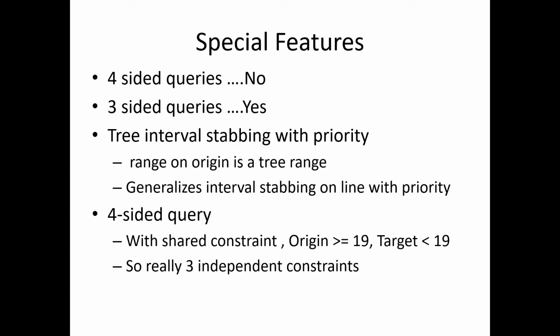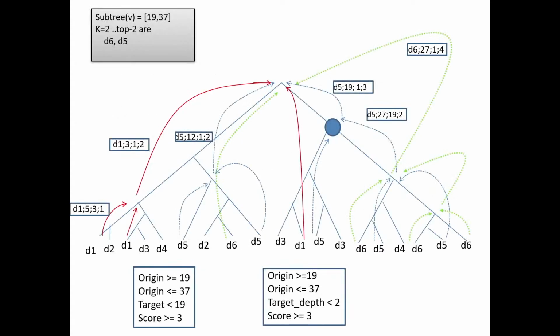So we convert this problem onto interval stabbing with priority. Now if you have linear intervals and you want interval stabbing with priority, that is an okay problem. It's like a 3-constraint problem, and it can be done. But here we are taking these intervals on a tree. So that is how we converted this to this thing. And what we saw earlier is that there are 4 constraints to these queries. But then we saw that one of them has a shared constraint. If you go back and look here, target is less than 19 and origin is greater than 19.